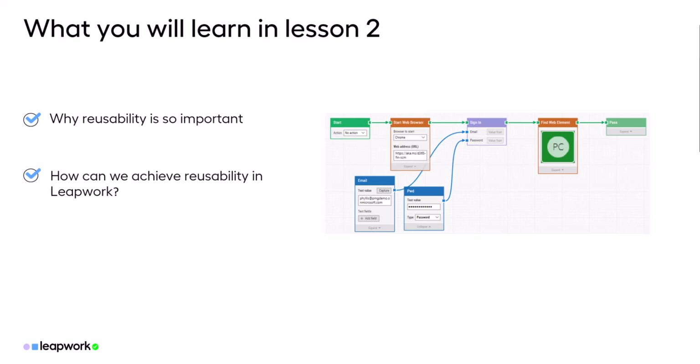Reusability in automation refers to the ability to reuse building blocks, files, and assets in other flows. Reusability is important in automation because it can improve the efficiency, consistency, and maintainability of your automation efforts.